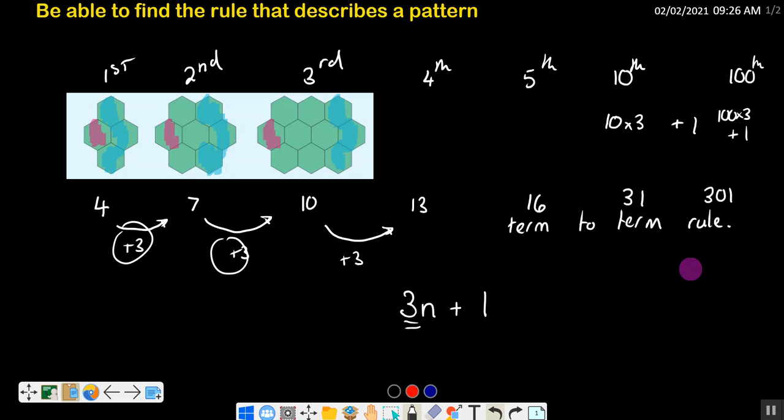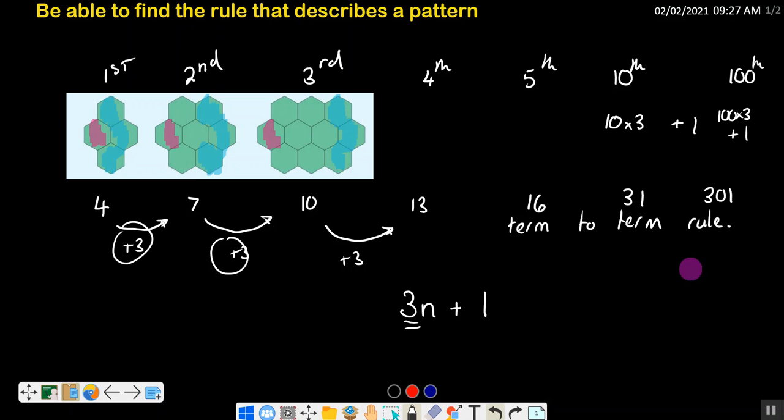If it's a one and one lot of three for the first term, then one and two lots of three for the second term, and then one and three lots of three for the third term, it made sense that for the tenth term, it's going to be 10 lots of three, and the 1, which meant the term was 31. Okay? For the 100th term, we know we're going to have 100 lots of 3 and the 1. It's always the 1, the pink 1. Okay? So we then wrote that.